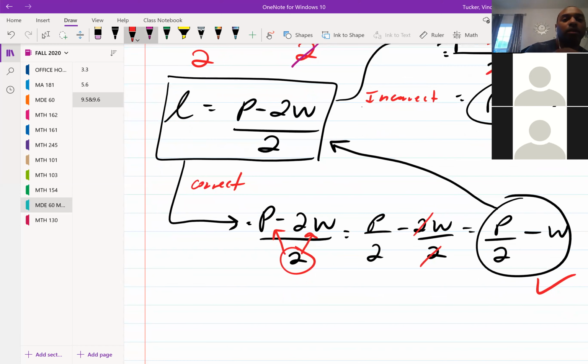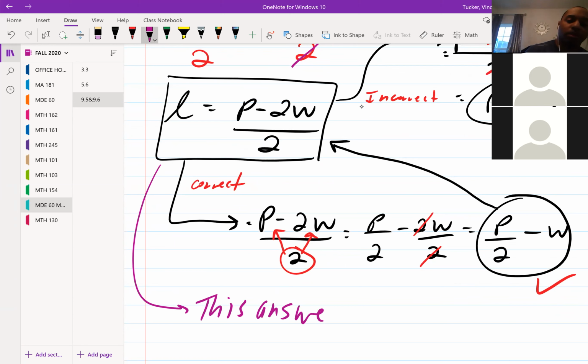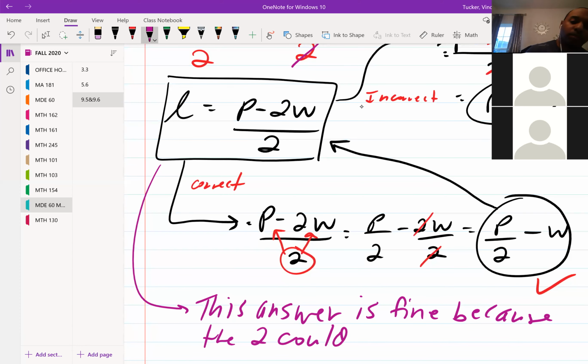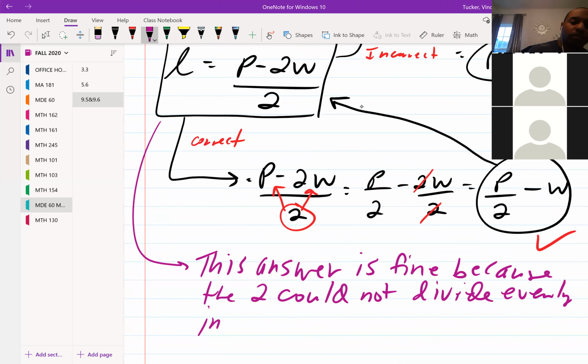All right, so now all right, so this answer is fine only because the 2 could not divide evenly into each term. Now, if that 2 could divide evenly into each term, you are expected to reduce further.